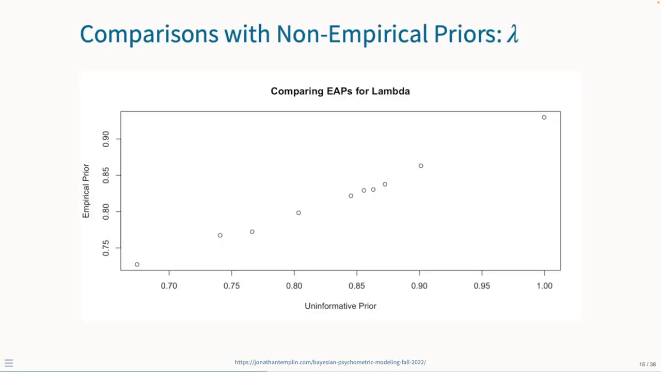So let's compare. I took the factor loadings from the lambdas from the uninformative prior, and I'm comparing it with the empirical prior. What stands out for you for these 10 values?